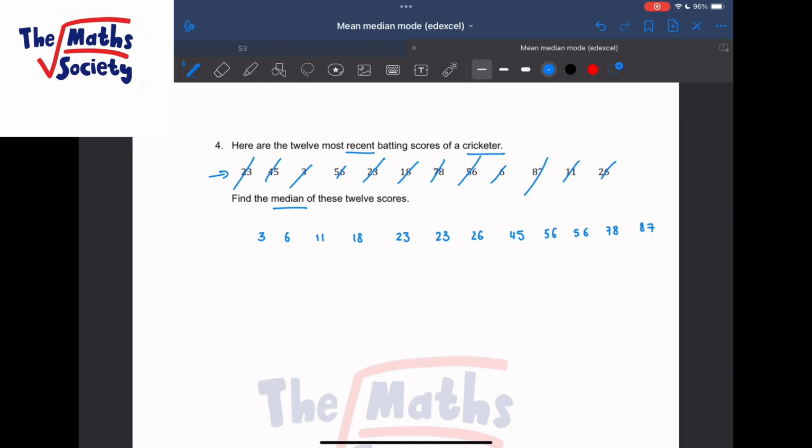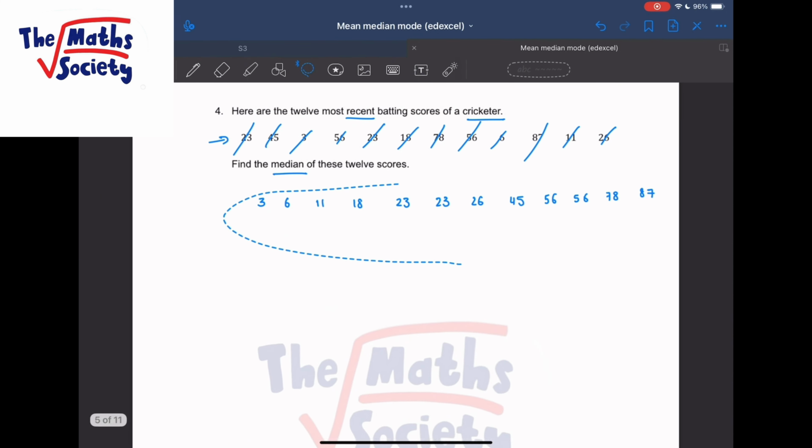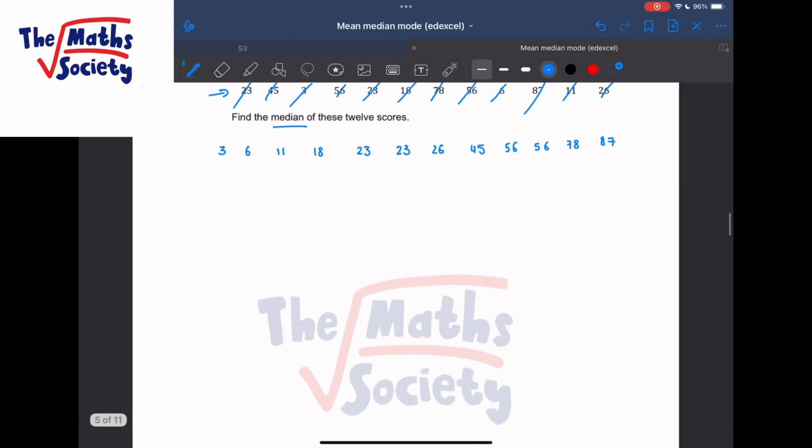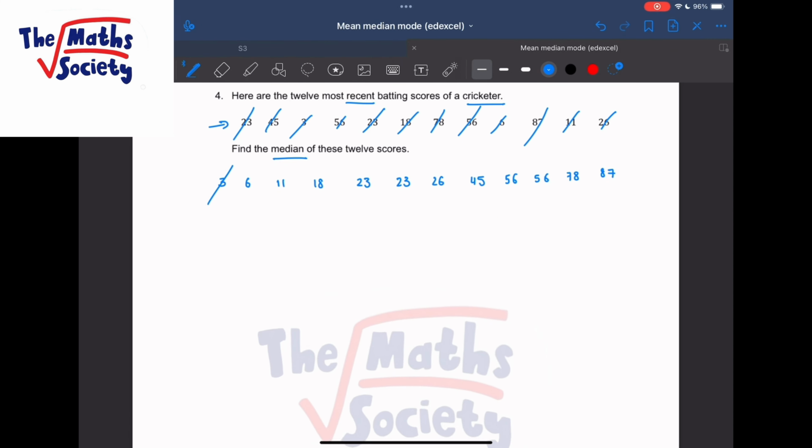Okay, so now we want to know the median of all these numbers. So we're going to count from the left side and the right side. So these ones cancel out. These.